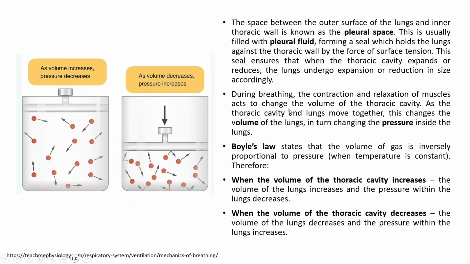So we mentioned that the muscles in the rib cage and the diaphragm allow the change of volume of the thoracic cavity. So, as the thoracic cavity and lungs move together, this changes the volume of the lungs, and in turn, that changes the pressure inside the lungs.